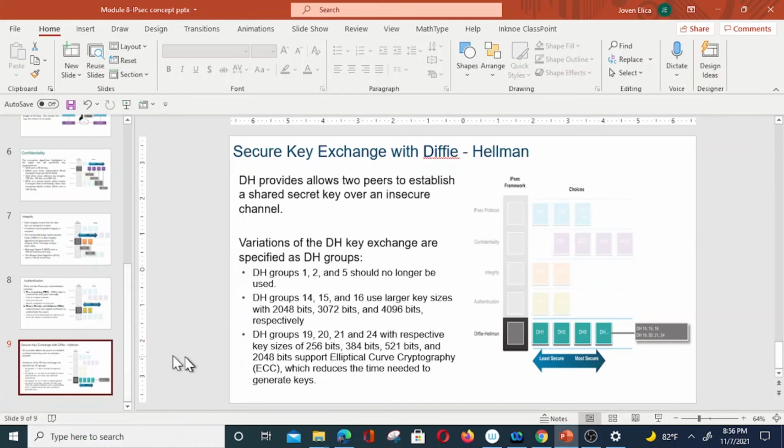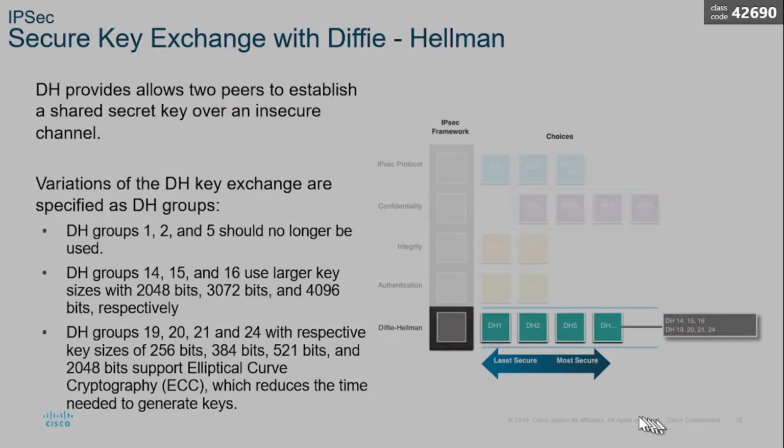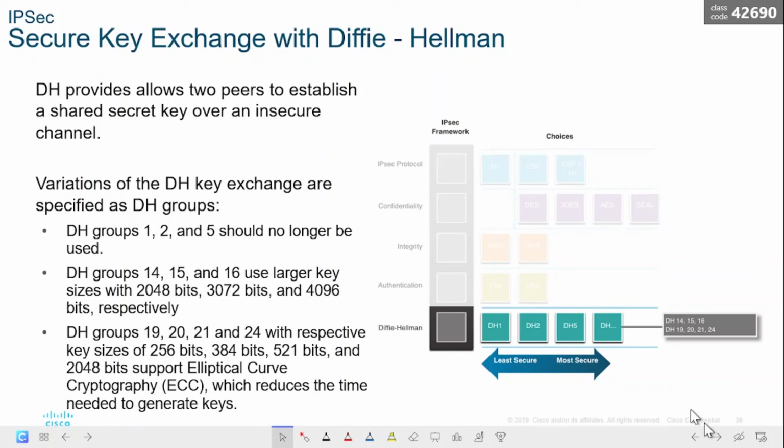Okay, so that's it for that topic. The last one is the secure key exchange with Diffie-Hellman.